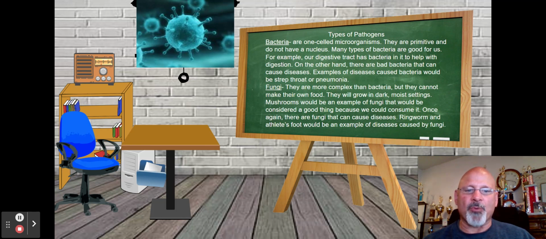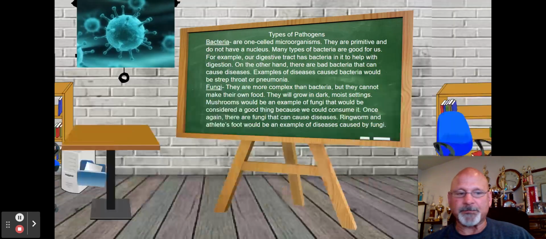Fungi. They are more complex than bacteria, but they cannot make their own food. They will grow in the dark. They like moist settings. Mushrooms would be an example of a fungi that would be considered a good thing because we can consume it, we can eat it. Once again, there are fungi that cause diseases. Ringworm and athlete's foot would be an example of a disease caused by a fungi.